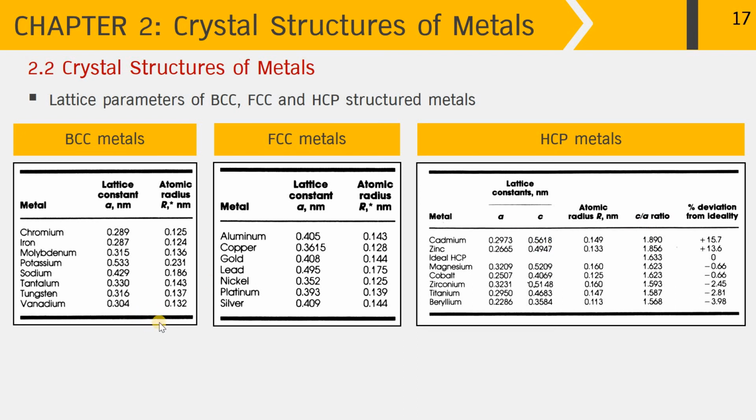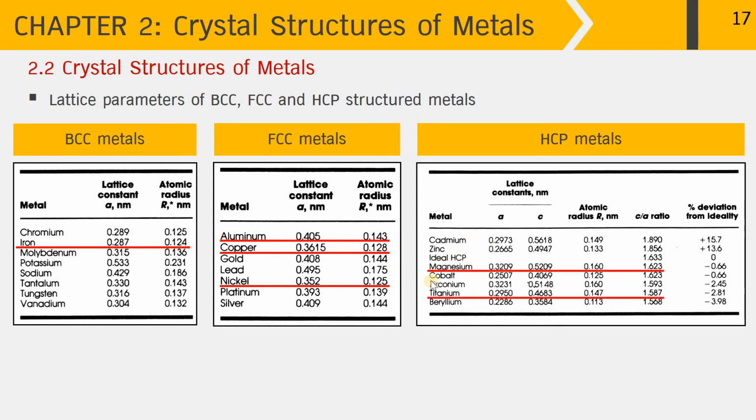So you can see that there are huge details in here. But I would like you to concentrate on particular metals, such as iron for BCC, and aluminium, copper, and nickel for FCC metals. And for HCP metals, let's concentrate on magnesium, titanium, or even zinc. And now you can see that the lattice constant is ranging from 0.28 up to 0.4 in this case. Another important lattice parameter is atomic radius.